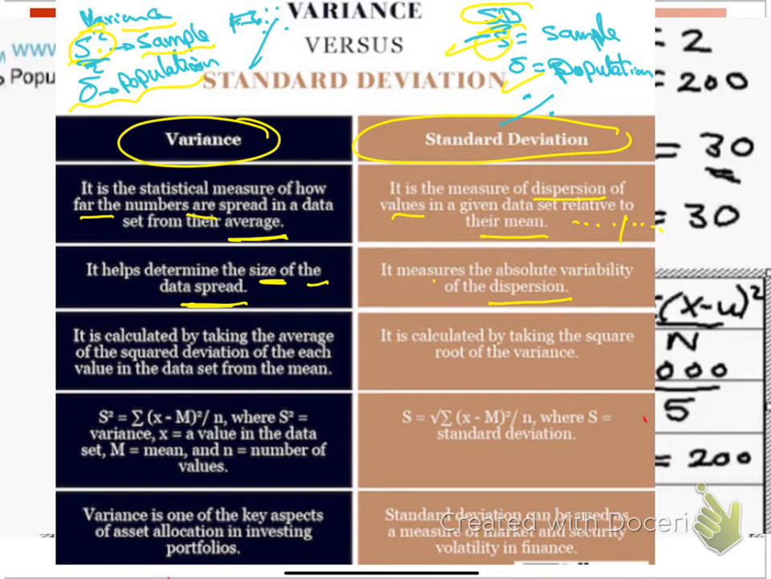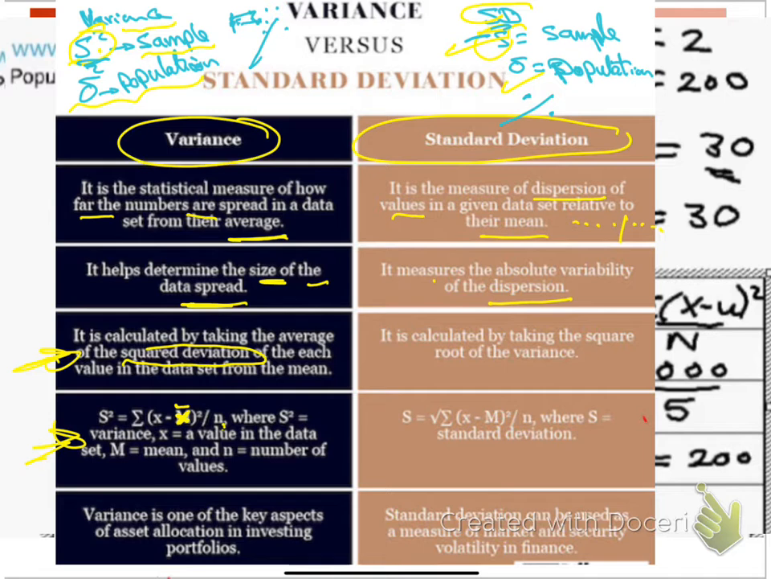The two most famous differences between them are this one and this one. So, variance is calculated by taking the average of the squared deviations. Okay? If you remember, we have taken x minus x bar. Here he's calling it m. It is x bar or m, it doesn't matter, or mu. Okay? X minus x bar squared, divided by n. Okay? Divided by n.